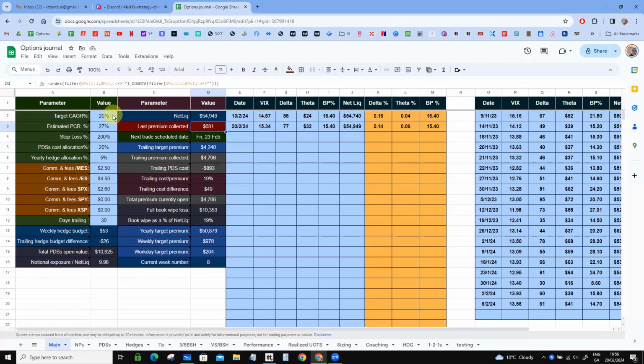I'm targeting 20, right? And then if I add 5% for yearly hedge allocation, this weekly target premium will jump proportionally. It'll jump the same for this yearly hedge allocation as it will for my target. And I'll show you an example. If I put 0 here, you can see this weekly target is 783. And if I double this, if I put 20, which would be double, this amount here will double.